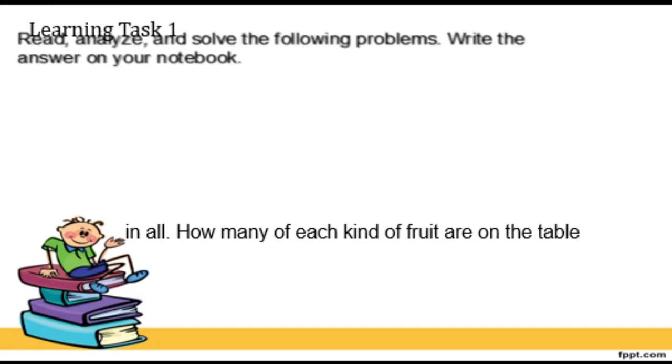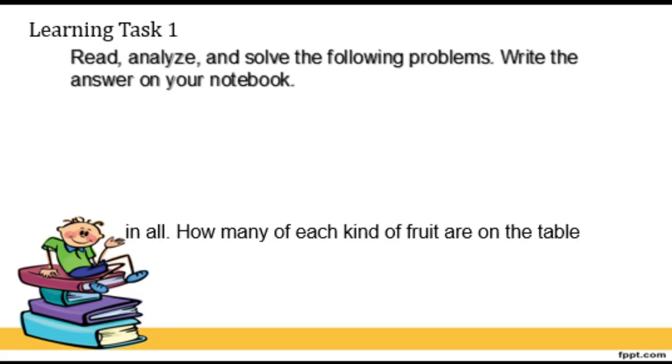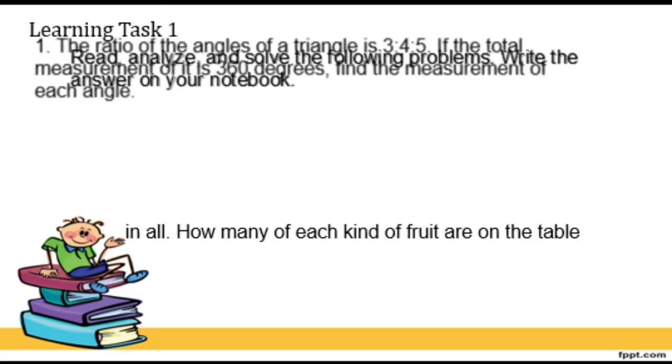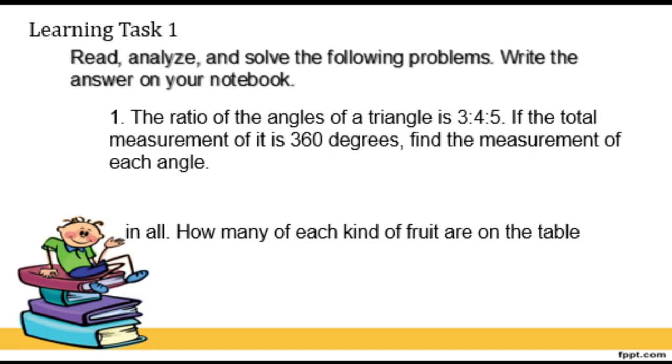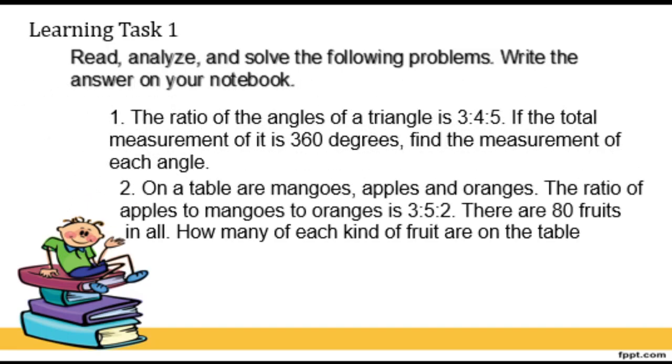Okay. And for your learning task, read, analyze, and solve the following problems. Write the answer in your notebook. So you don't need to answer number 1 because I made already number 1. But instead, you're going to answer number 2 only. So on a table are mangoes, apples, and oranges. The ratio of apples to mangoes to oranges is 3:5:2. There are 80 fruits in all. So how many of each kind of fruit are on the table? Again, don't answer number 1 because I made it already.